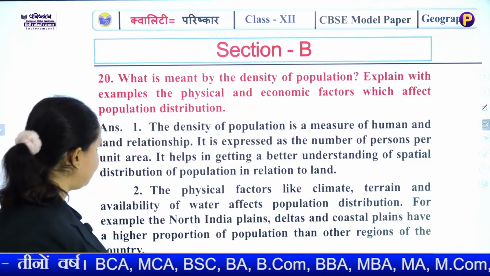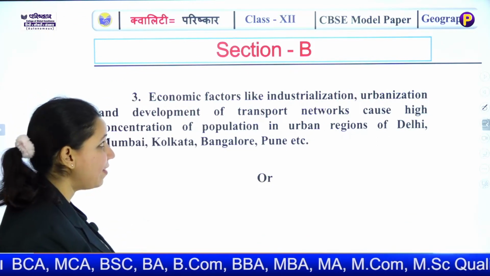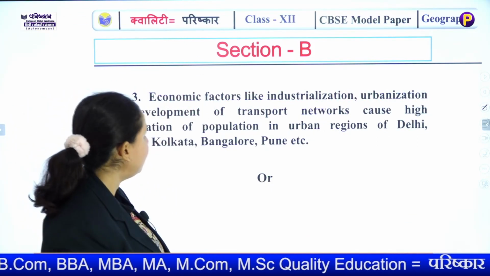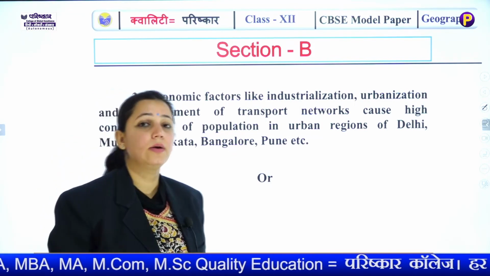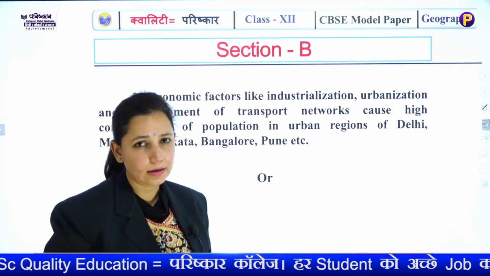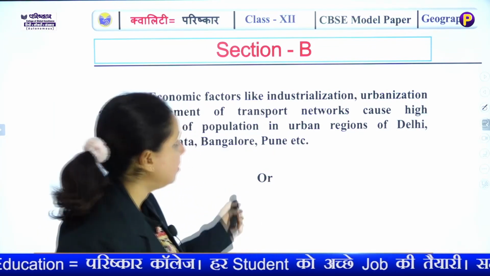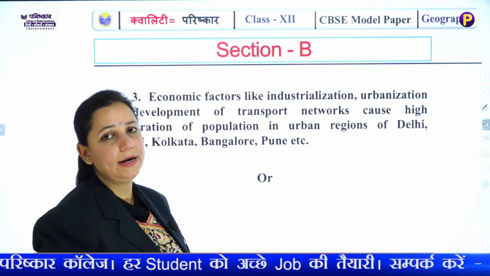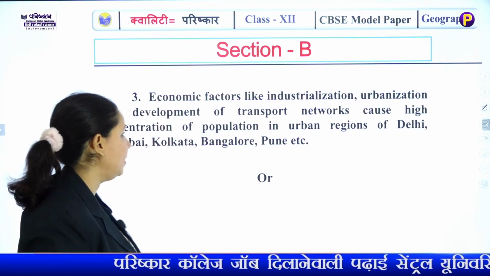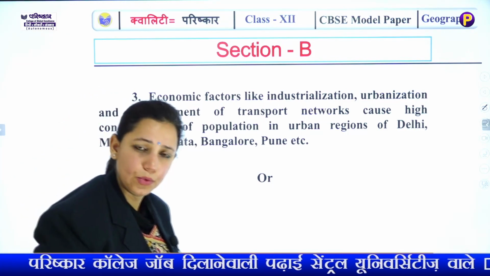Now next, economic factors like industrialization, urbanization, and development of transport, where you can get more good job opportunities and a better quality of life. There also you can experience a better population density, for example Delhi, Mumbai, Calcutta, Bangalore or Pune.